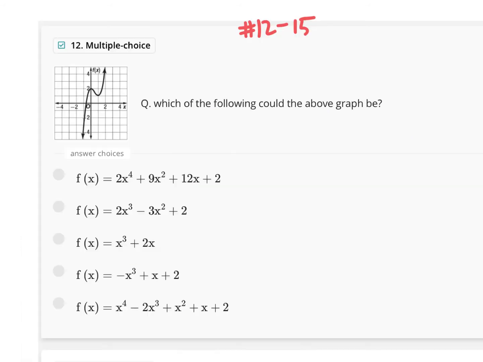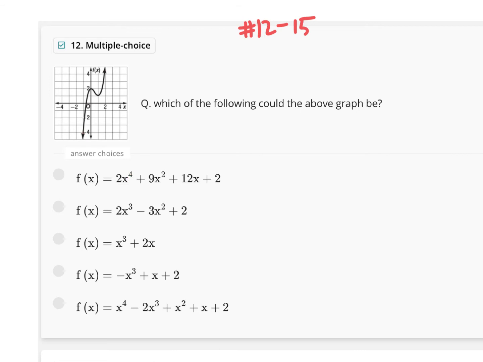Let's move on. Same type of question, number 12. Let's see which one is correct. Now, right off the bat, we know that there's an odd degree function. We know that the leading coefficient is positive. It's odd degree because there's an odd number of arrows down, an odd number of arrows up. If it were 2 arrows up, it'd be an even degree function, or 2 arrows down, even degree function. But there's an odd amount of arrows up and down, so it has to be an odd degree function.